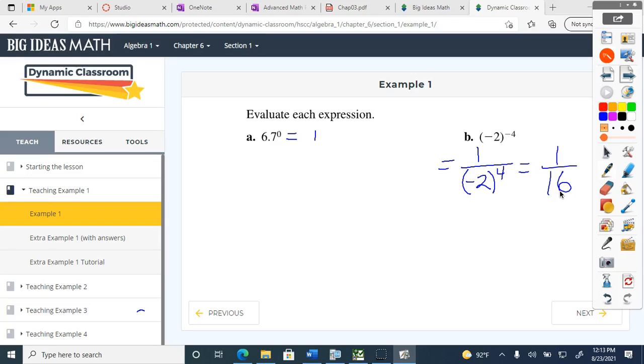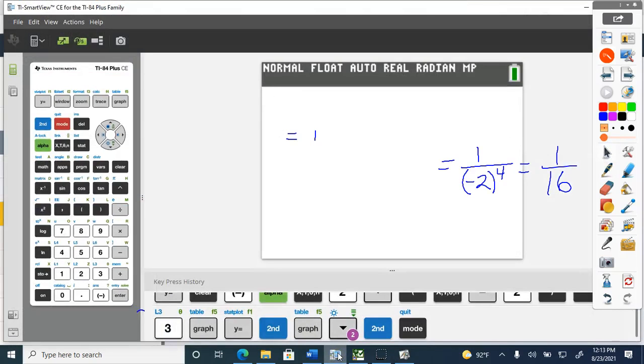Now, these, I'm not really worried about these, especially on the ACT or anything like that, because these are problems you can just put in your calculator, okay? You can just put them in your calculator. In fact, let me do that real quick. Please let me have it. Yeah, there we go. Oh, it was negative 2.